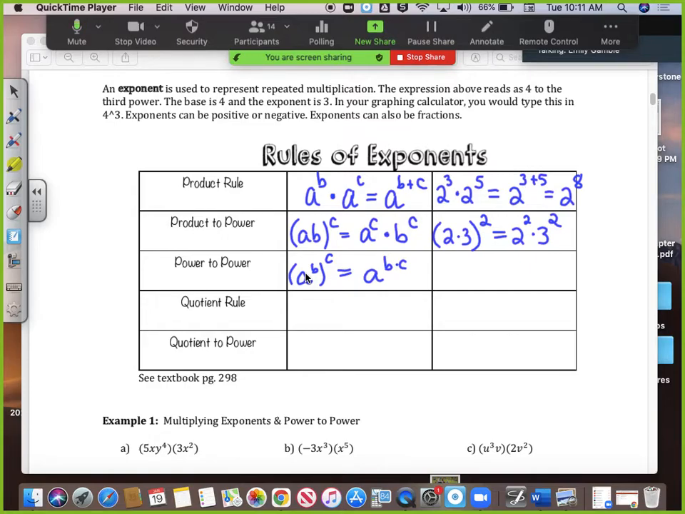So if we have an example like 2 to the second power raised to the third power, what the power to power rule says is you can take the base 2 and raise it to the product of 2 and 3, which is 6. This is the same thing as 2 to the 6th power.